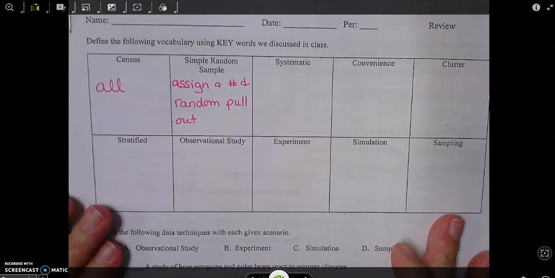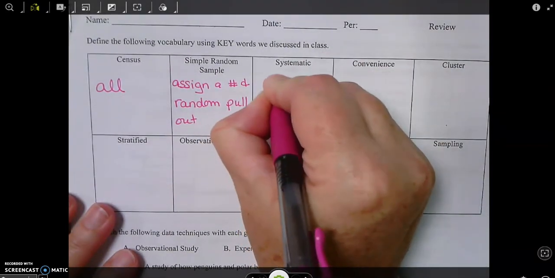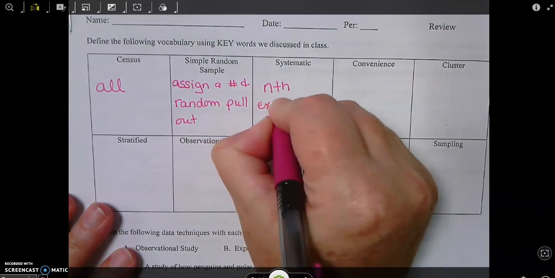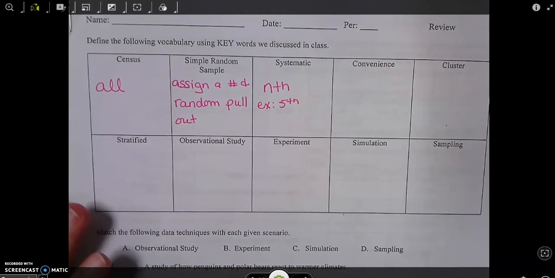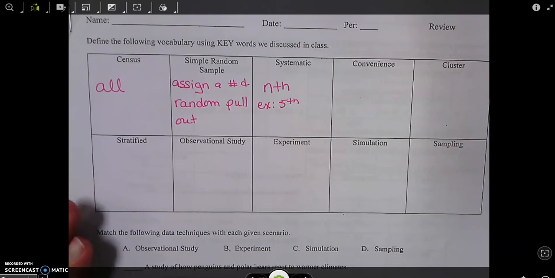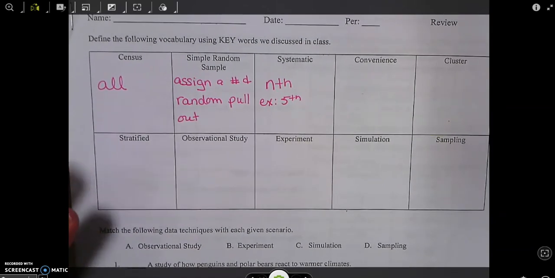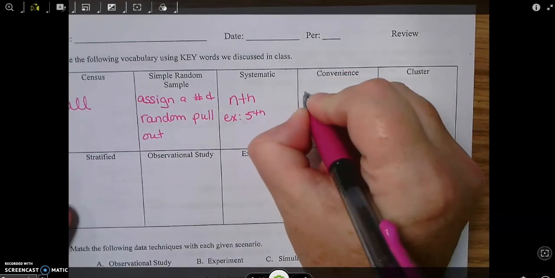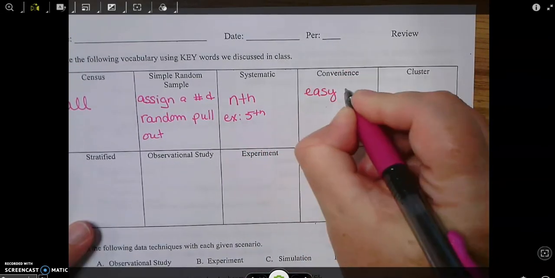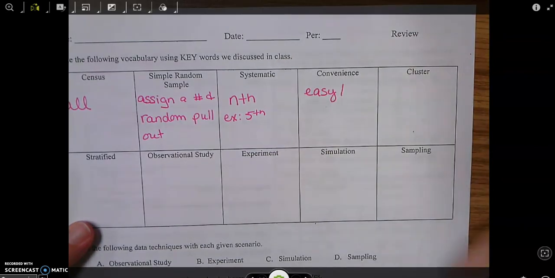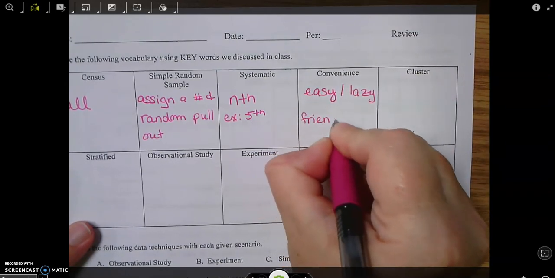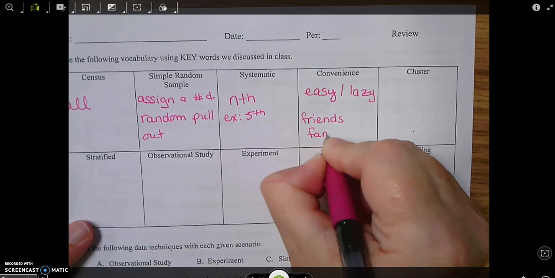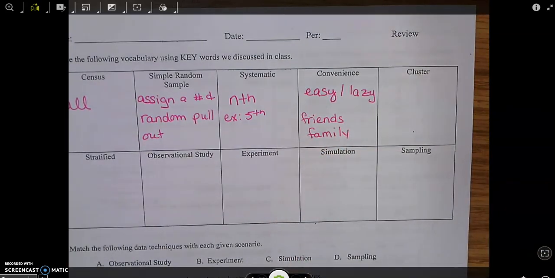Okay. Systematic, to me, is the OCD person's perfect thing. This is every nth. So, for example, I'm going to talk to every 5th person or every 10th person. You're going to be very organized on how you're going to talk to people. Convenience, you're thinking this is like the easy way. Or another way to say it is, I like to call it lazy. This is when you talk to your friends, your family, people you feel more comfortable going up to ask questions. Okay.